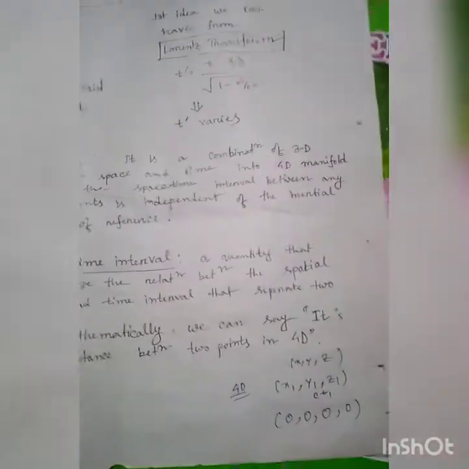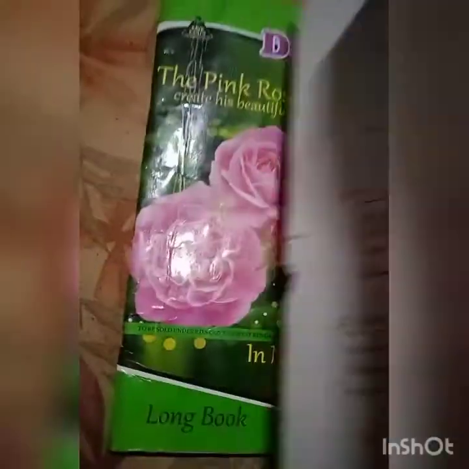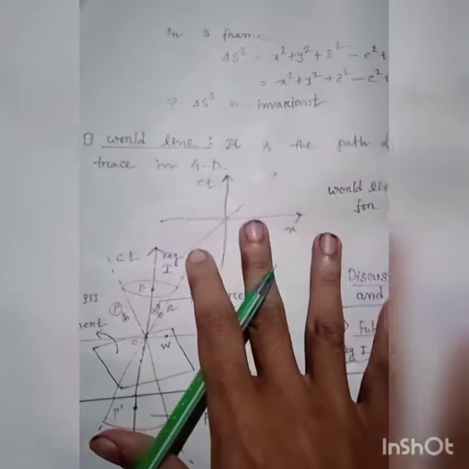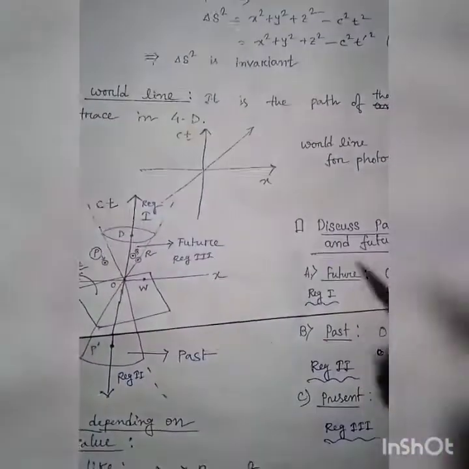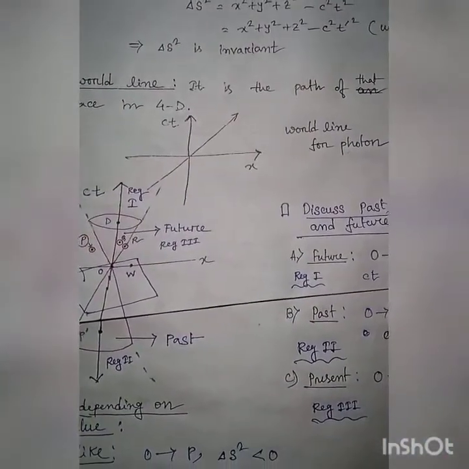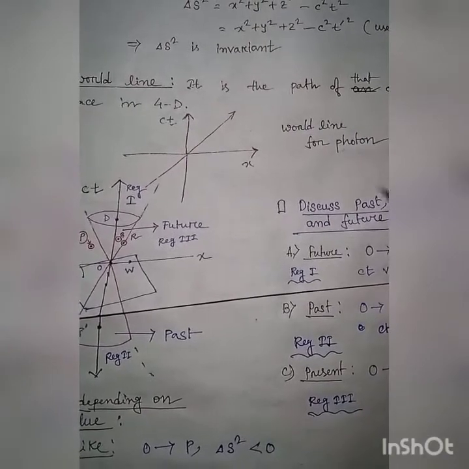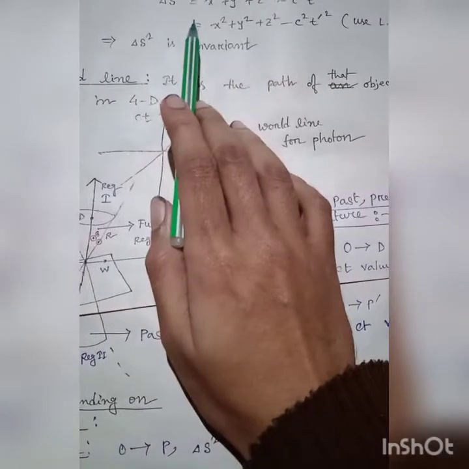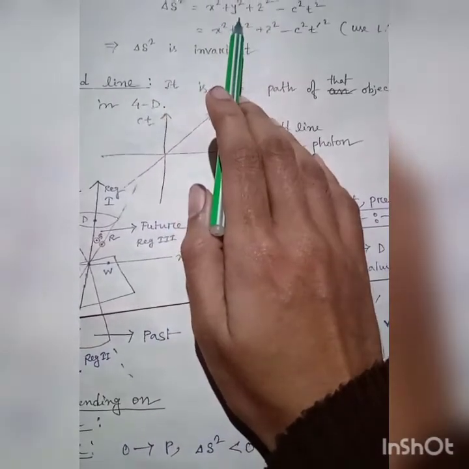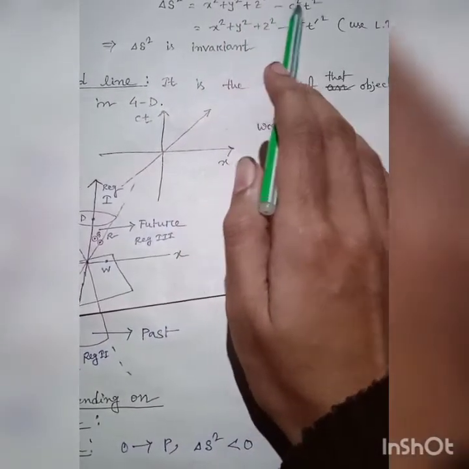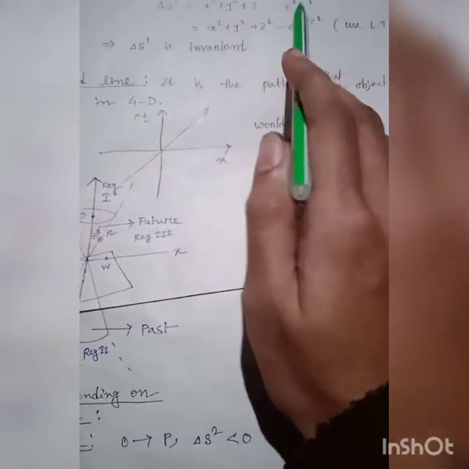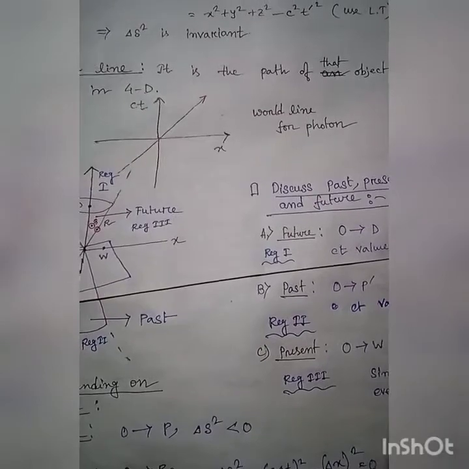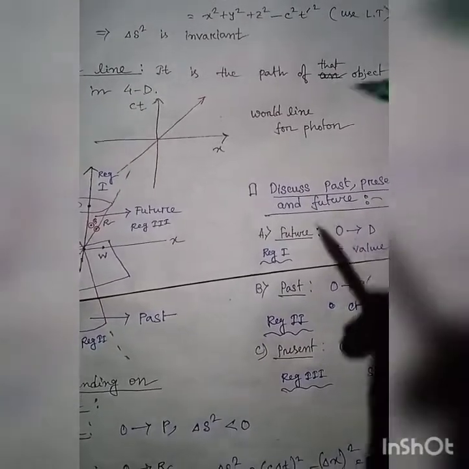So we can write the interval as, let us say first in the S frame, del S square equal to x square plus y square plus z square minus c square t square. It is simply the distance between the origin and the point we have taken previously.